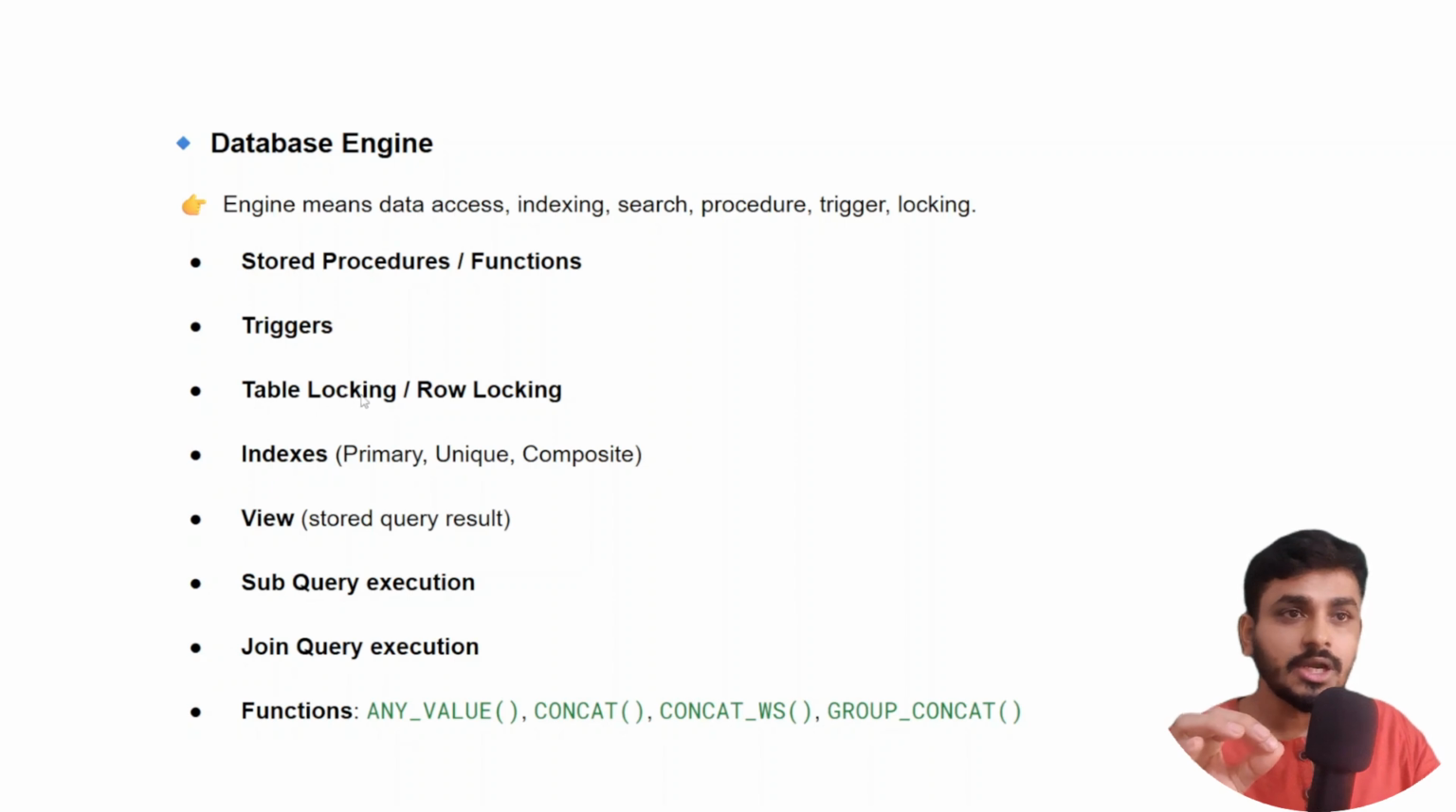Table locking, row locking. When we update a table or row, how many times it will be locked, that is actually handled by the database engine. Indexing, we use it for faster queries. Views, subquery execution, join query execution, and built-in functions are also the responsibility of the database engine.